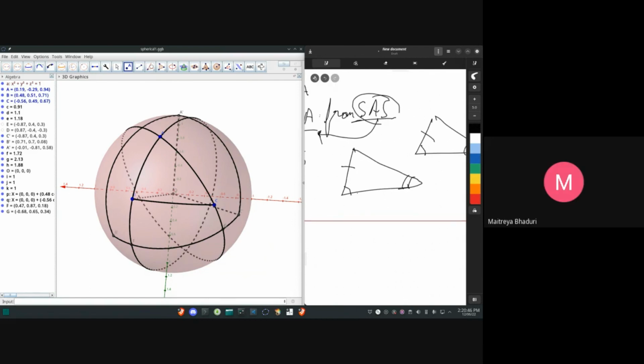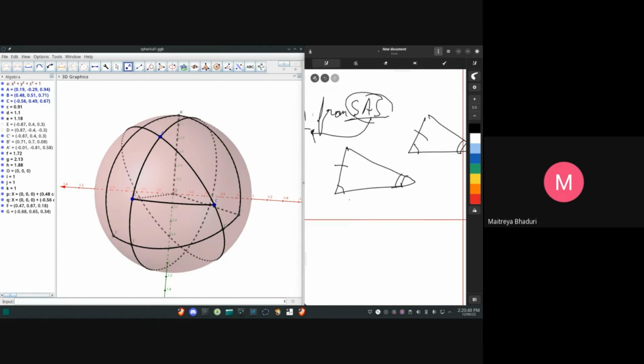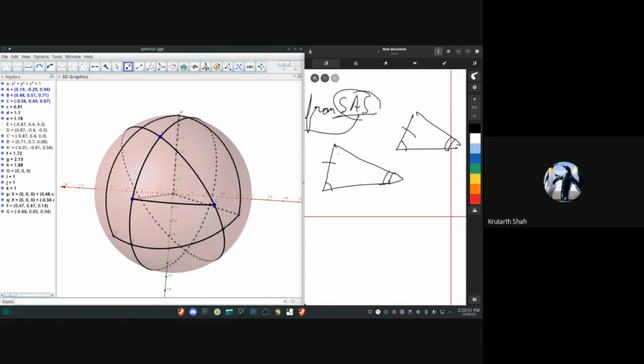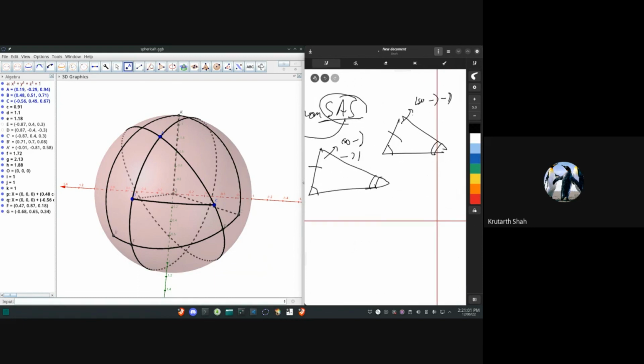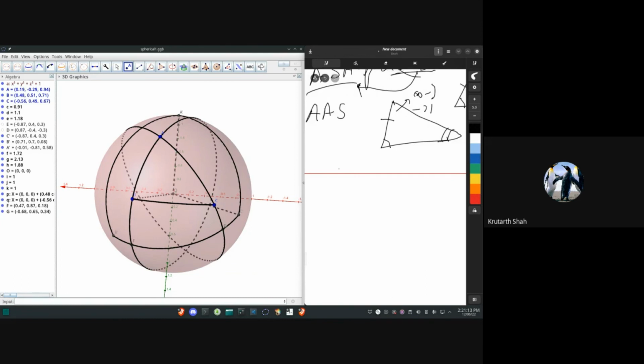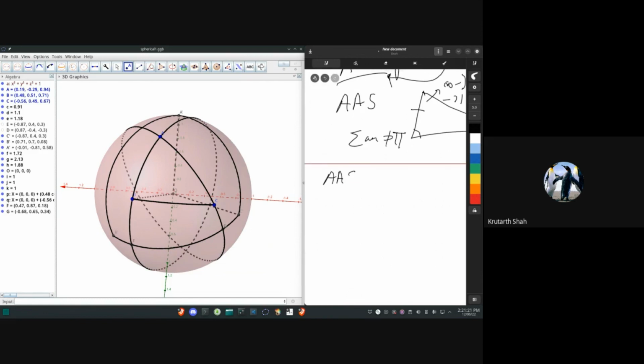Yeah, understood. So basically what you do is this is 180 minus this angle and this angle, and the same angle. So both corresponding angles are equal, and the inner side is also equal, so they're congruent by ASA congruency. But the same idea cannot work here since we don't have that the sum of angles is 180. So in fact, AAS congruency is false.